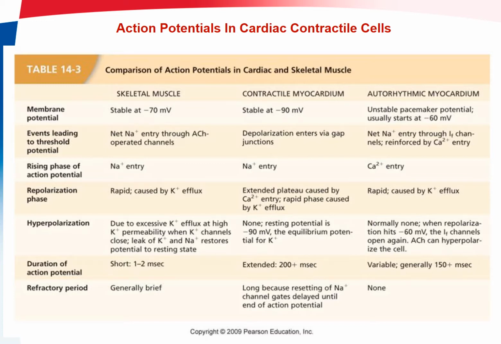So this table from Silverthorne nicely summarizes the differences in action potential between the three types of cells. The main points I want you to take away are that membrane potential in autorhythmic cells is unstable due to the presence of funny current channels, and also in terms of the events leading to threshold potential, depolarization in contractile myocardial cells enters via gap junctions as opposed to neuronal input of acetylcholine seen in skeletal muscle. In contrast to the other two, the rising phase of the action potential in autorhythmic cells is due to calcium entry, not sodium entry, and that cardiac cells have a much longer action potential and a longer refractory period.